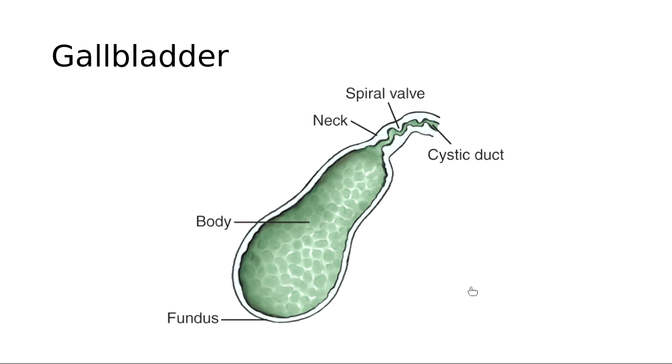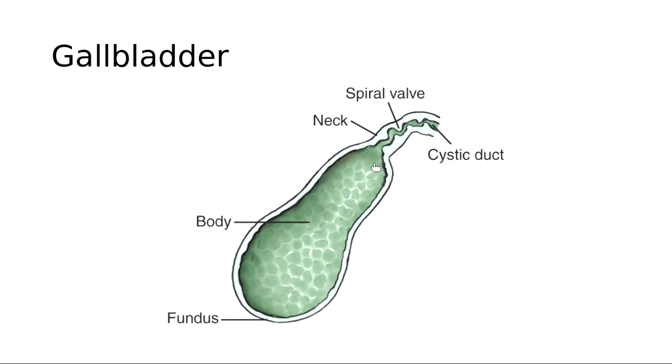When we look at the gallbladder, it is pear-shaped, and there's three parts to it. You've got the fundus of the gallbladder, which is at the bottom, which is interesting because usually when we think of fundus, we think of the stomach where it's at the top. But this portion is the fundus, and then you've got the body of the gallbladder in the middle, and then you've got the neck of the gallbladder.